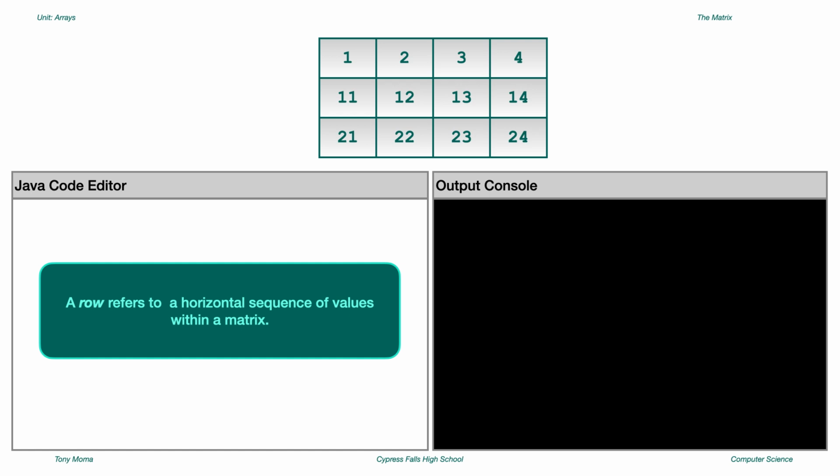A row refers to a horizontal sequence of values within a matrix. For example, row 0 contains the values 1, 2, 3, and 4. Row 1 contains the values 11, 12, 13, and 14. And row 2 contains the values 21, 22, 23, and 24.